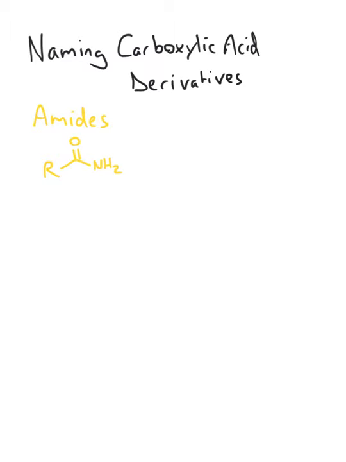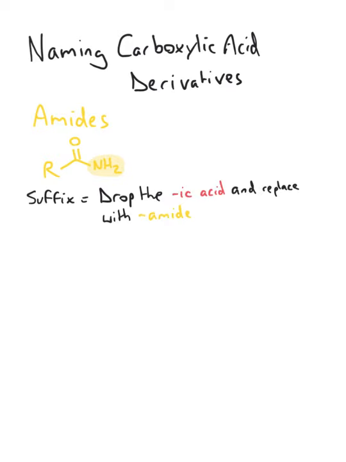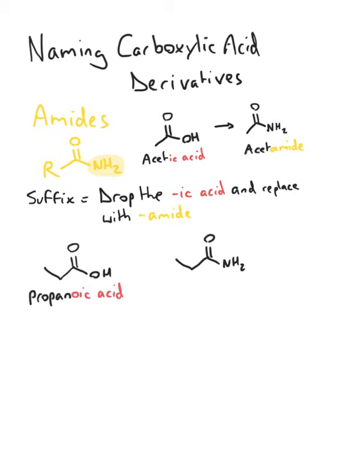Next we move on to amides. Amides are like carboxylic acids, but instead of a hydroxy group, we have an amine on the carbonyl. For these, you need to drop the -ic acid and replace with -amide. So for example, acetic acid would become acetamide. Honestly, don't worry about the pronunciation, just worry about how to spell it. If we have propanoic acid, the amide would be propanamide.